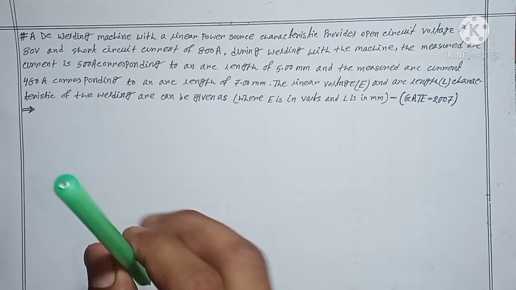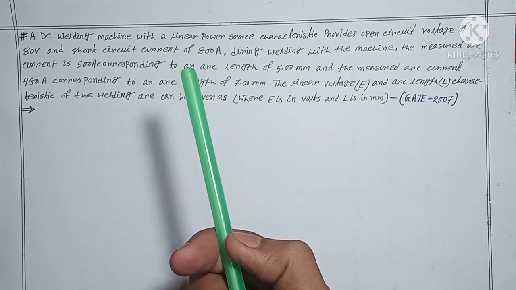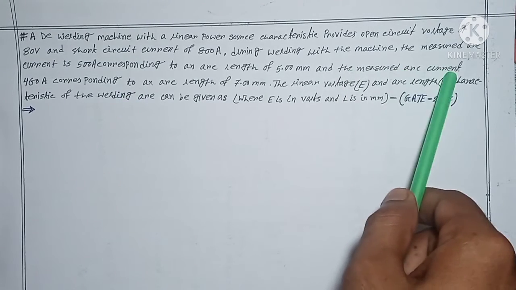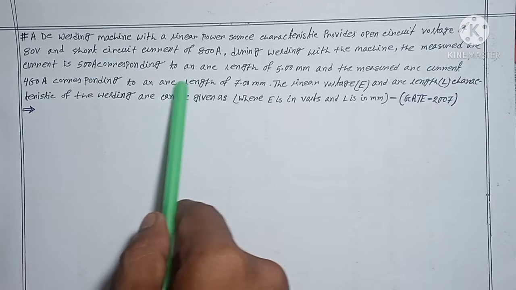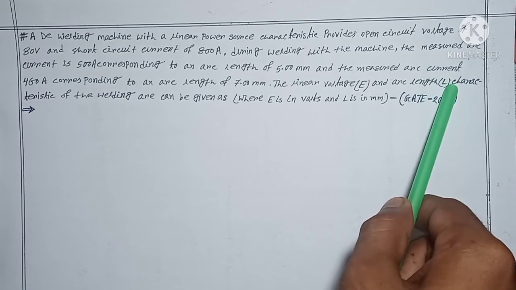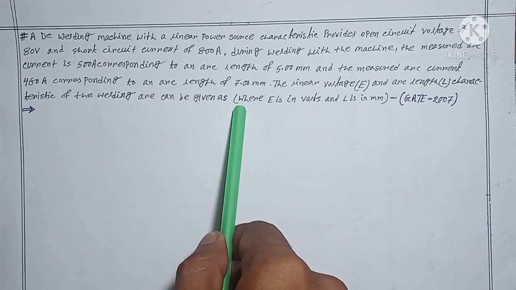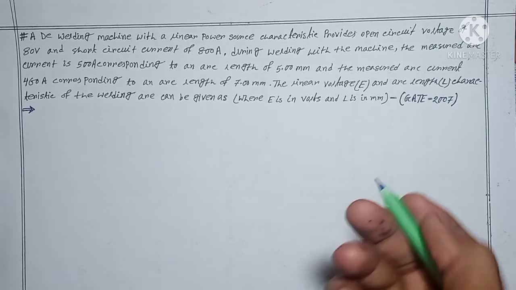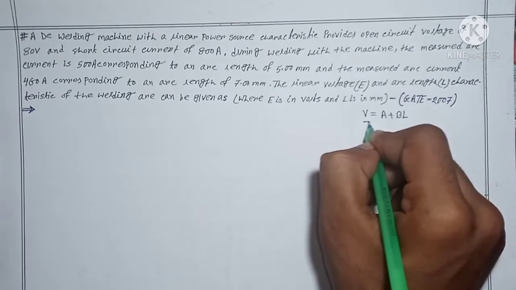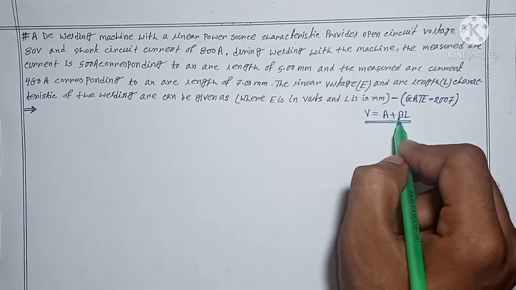So you have to use your knowledge that corresponding to minimum arc length the current will be maximum, and corresponding to more arc length the current will be minimum, and the measured arc current is 460 ampere corresponding to an arc length 7 mm. The linear voltage E and arc length L characteristic of the welding arc can be given as follows. Here we have to find this equation, basically the value of A and B.